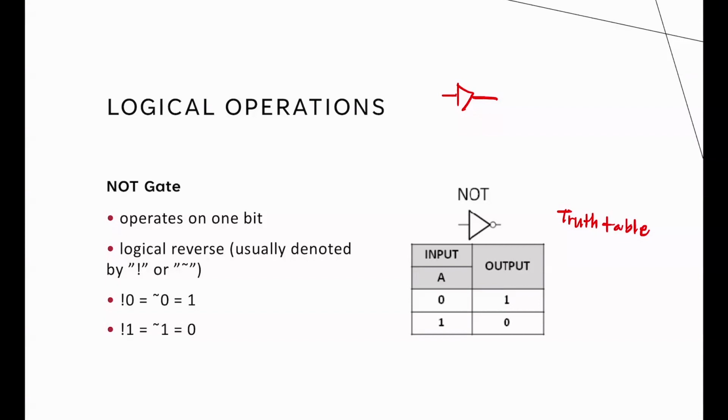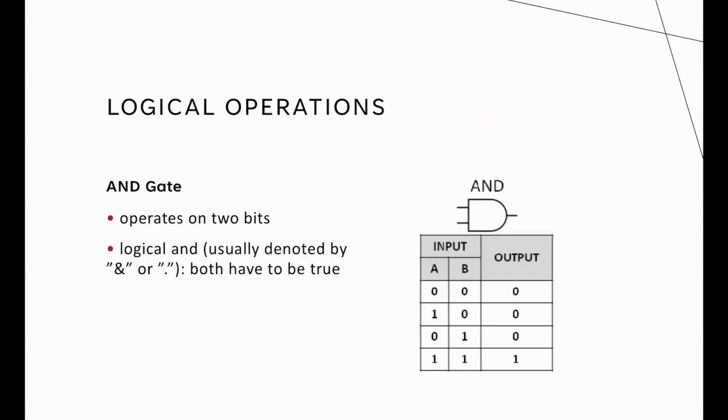So from NOT gates, we have the AND gate. The AND gate has two inputs, A and B. What it does is AND them together, or multiply them together. In logic design, AND means the output will be true only if both inputs are true, right? So basically, both inputs have to be ones, and then the output will be one.